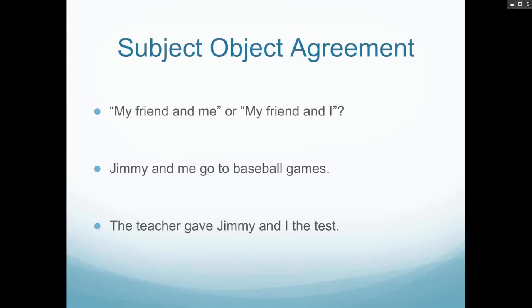Because when it's the subject of the sentence, then it's "Jimmy and I." So "Jimmy and I are going to go to the movies." That's where you use I. You use "Jimmy and me" when it's the object of the sentence, when something's being done to you. Okay, and I have a lot of students who say to me, wait a second, I was taught in school that it's always supposed to be "Jimmy and I." It's "Jimmy and I" when it's the subject, but when it's the object, when something's being done to you, it's "Jimmy and me."